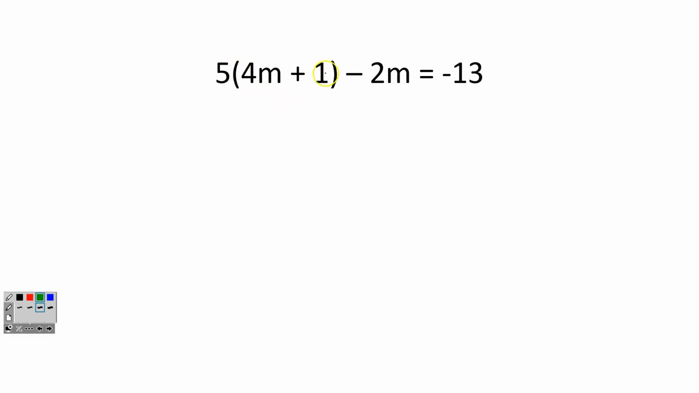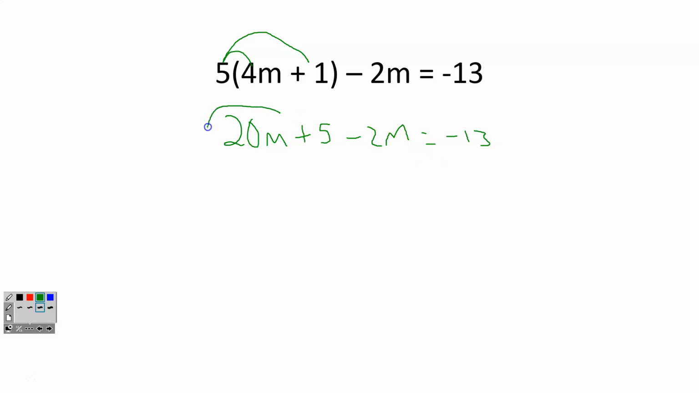So a lot of times students will want to try to combine like terms first. That is not the case. If we remember PEMDAS, parentheses comes first. So I have to do my rainbows first. So 5 times 4m gives me 20m. 5 times 1 gives me 5. I'm going to bring down my minus 2m equals negative 13.